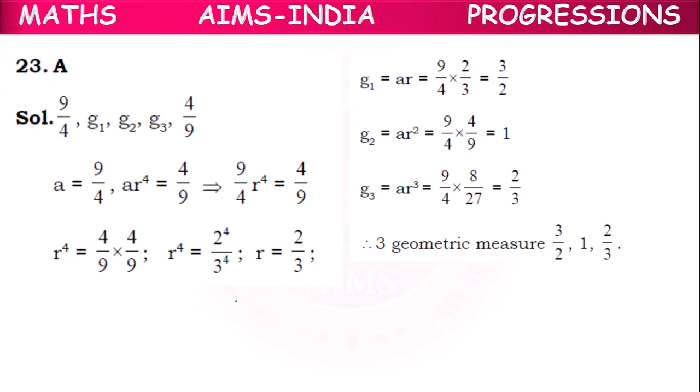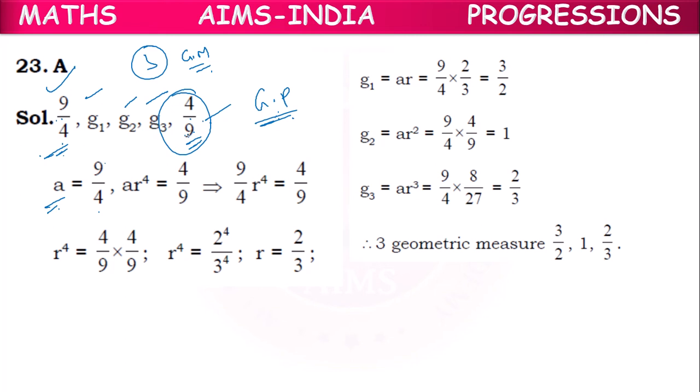Let's see the solution. So 9/4 will be considered as the first term, and 4/9 will be considered as the last term. Between the two, G1, G2, G3, 3 geometric means we have to insert, so that the total 5 will be in geometric progression. The first term is A, which is equal to 9/4, and 4/9 will become the fifth term, T5, whose formula is AR power 4. So AR power 4 is 4/9.